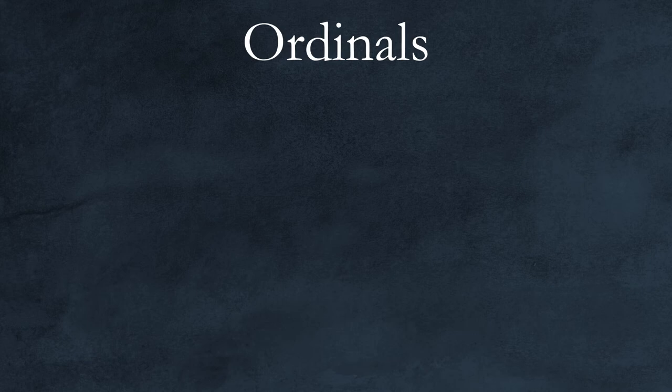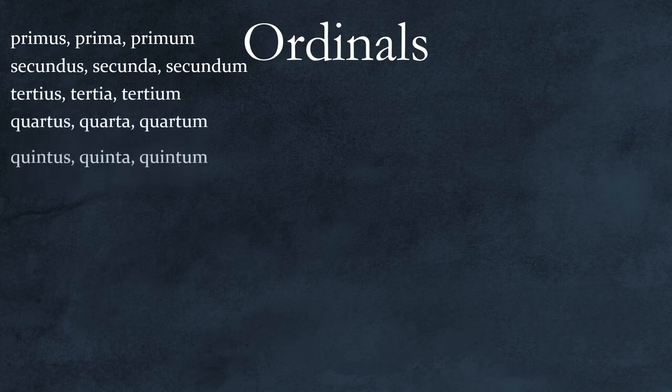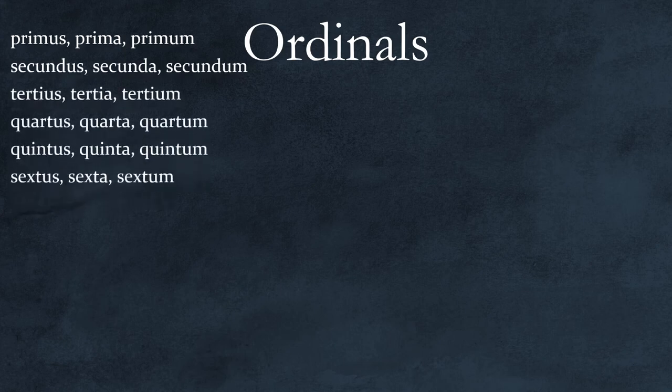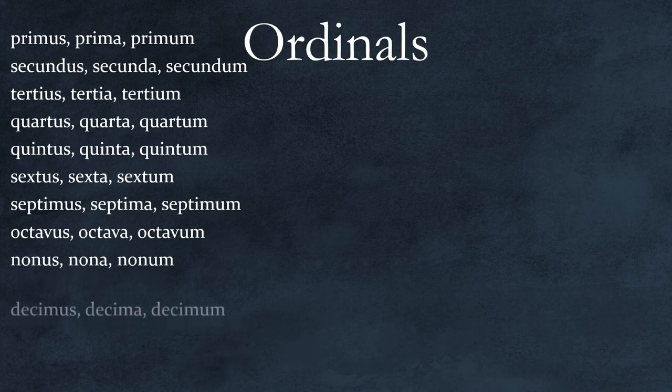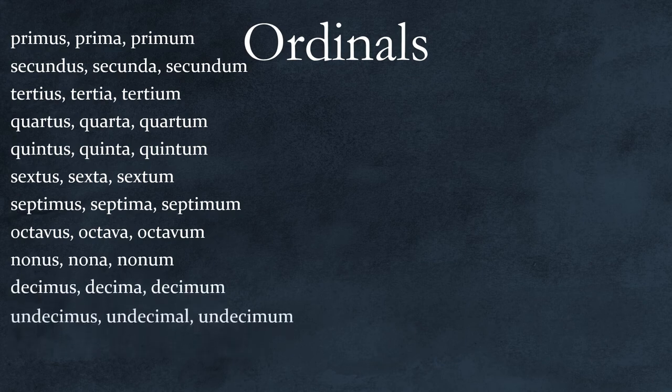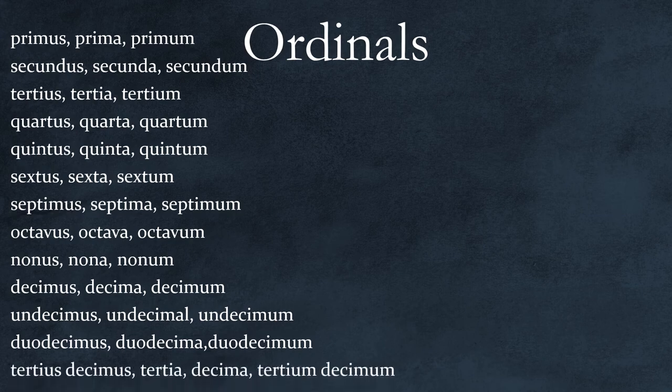Ordinals are a very simple affair. First, second, third. Primus, secundus, tertius, quartus, quintus, sextus is sixth, septimus is seventh, octavus is eighth, nonus is ninth, decimus, undecimus is 11th, duodecimus is 12th, tertius decimus, third tenth, which is the Latin way of saying 13th.